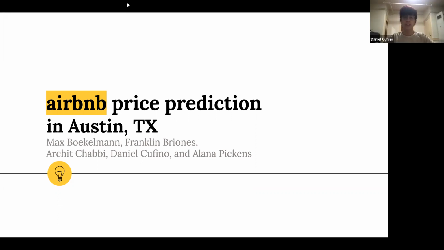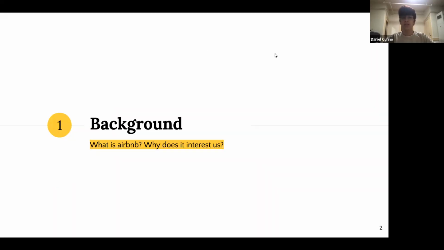Today we're going to be discussing Airbnb price prediction. So I'm sure many of you already know what Airbnb is, but for those of us that don't, Airbnb is an online platform service that allows property owners to list homes or part of their homes to be rented out to users on the same platform.